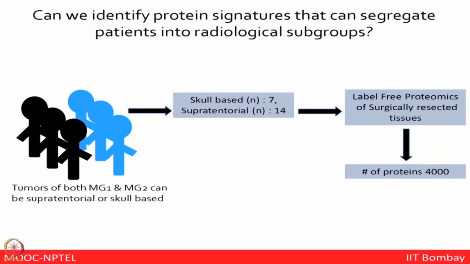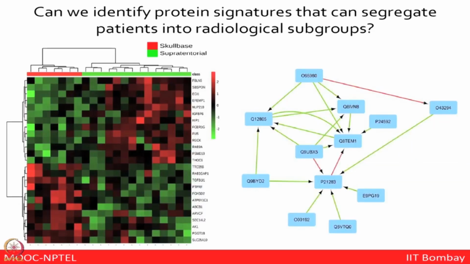Additionally, the clinicians gave us some focus questions to address, especially based on the radiological observation, whether the skull base or supratentorial locations of the brain may have an effect at the proteome level. To do this, if you have done the proteomics using label free, you can use the same data and just analyze it in different ways. So in this case, we looked at how the skull base or supratentorial brain tumors are segregated in the meningioma population.